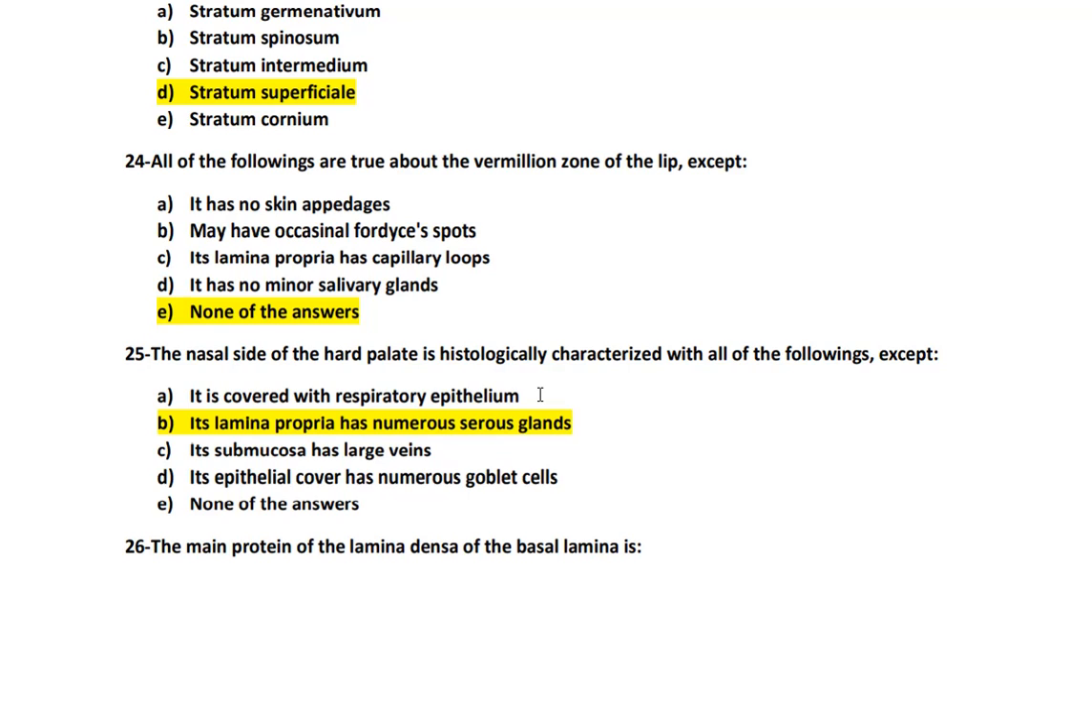Its lamina propria has numerous serous glands. No, it has numerous mucous glands. Its submucosa has large veins. Sure, I actually want large veins in the nasal side of the hard palate to give warmth, to warm the air that's going into the respiratory tract. Its epithelial cover has numerous goblet cells. Yes, because it's a respiratory epithelium, it will have goblet cells.